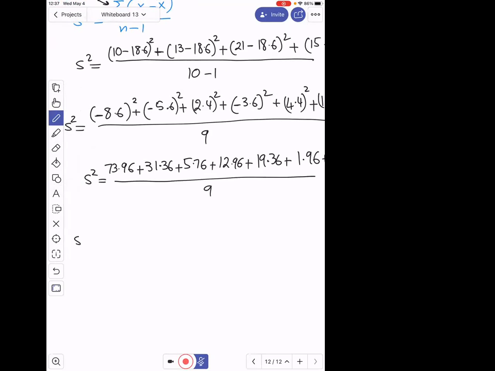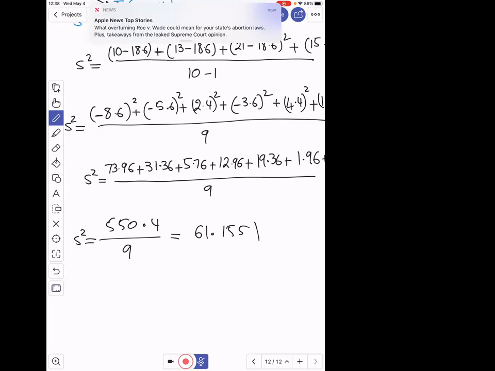All right, so let's do the sum at the top. I don't have the answer, sorry about that, guys. So I need to complete it. It's 550.4, divided by 9. And 550.4 divided by 9 is 61.155.